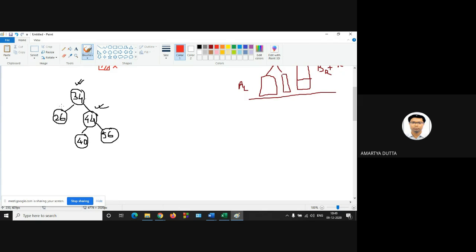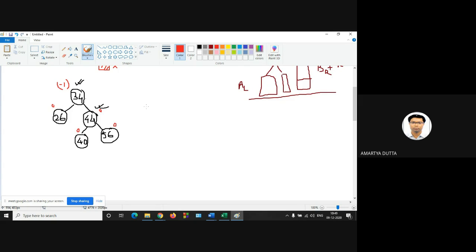For 34, what is the balance factor of 34? -1. Minus 1 is the balance factor of 34. Okay, for 26, this is 0. For 40, this is 0. For 44, this is 0. And 56, this is 0.